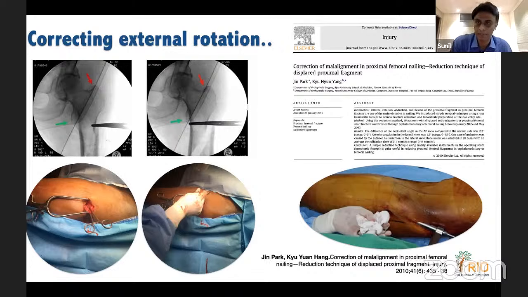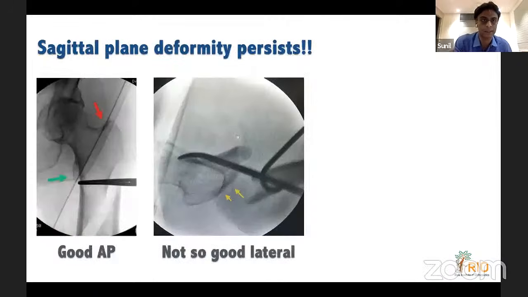And a lot of times this helps me to control the flexion deformity as well, not just the internal rotation. So sometimes this will be the only reduction tool that I will use in a subtroch fracture. So this is a great tool to use. It takes no time and no fluoroscopy is required.